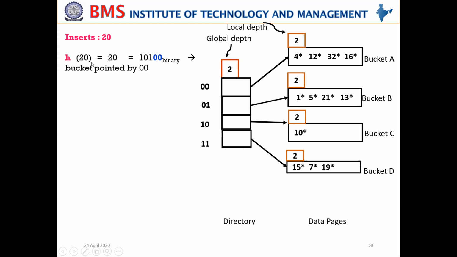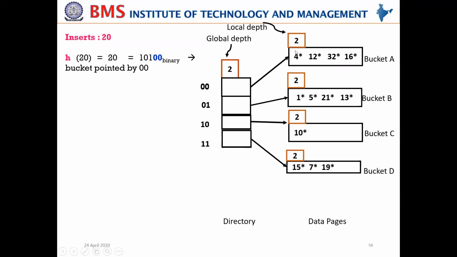Again, find the binary equivalent of this. 20 will be given as an input to your hashing function. It basically returns the same value 20. This is the binary representation of that. So now how many digits do I need to extract? 2 digits. If I extract 2 digits, where should I go? Basically, I should go to the appropriate entry in your directory. Where is it taking me? It is taking me to bucket A.